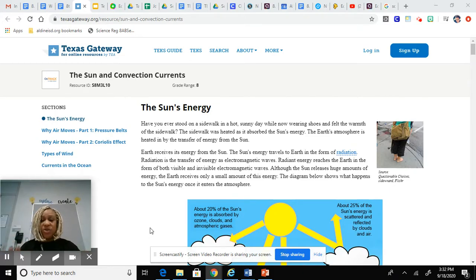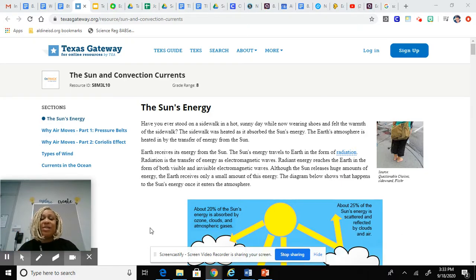The sun's energy travels to Earth in the form of radiation. Radiation is the transfer of energy as electromagnetic waves. Okay, let me say that again. I hope you're taking notes. Radiation is the transfer of energy as electromagnetic waves. Radiant energy reaches the Earth in the form of both visible and invisible electromagnetic waves.